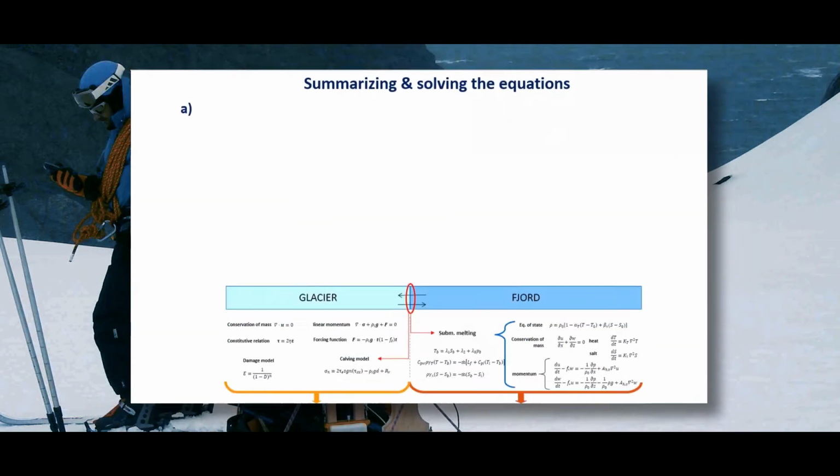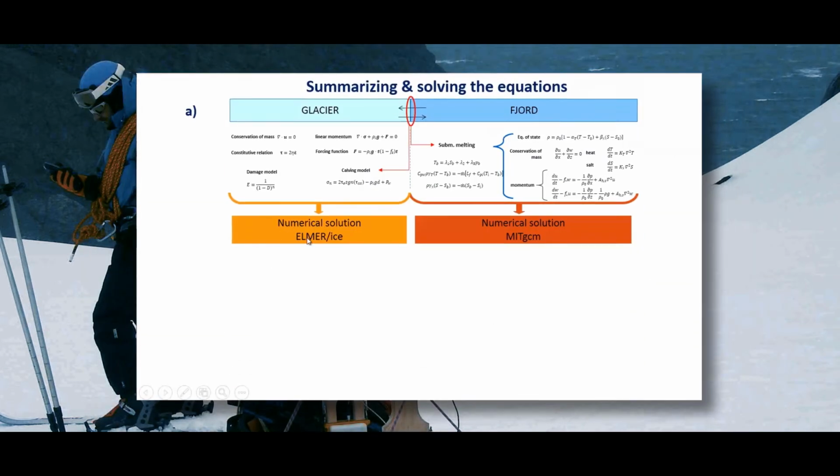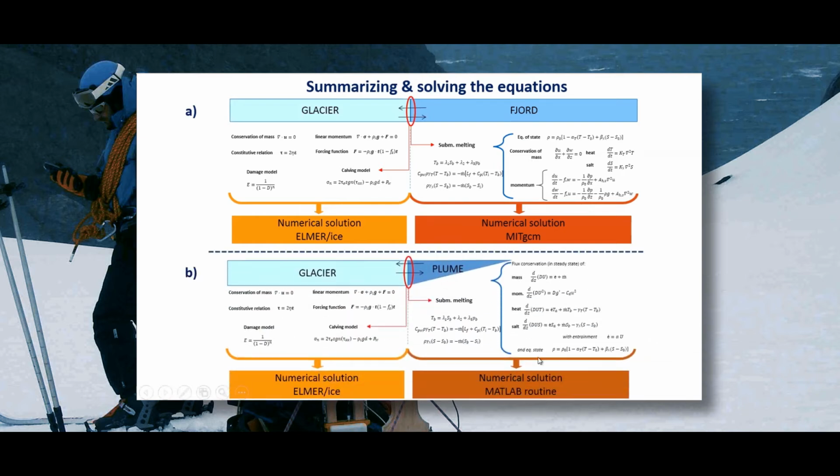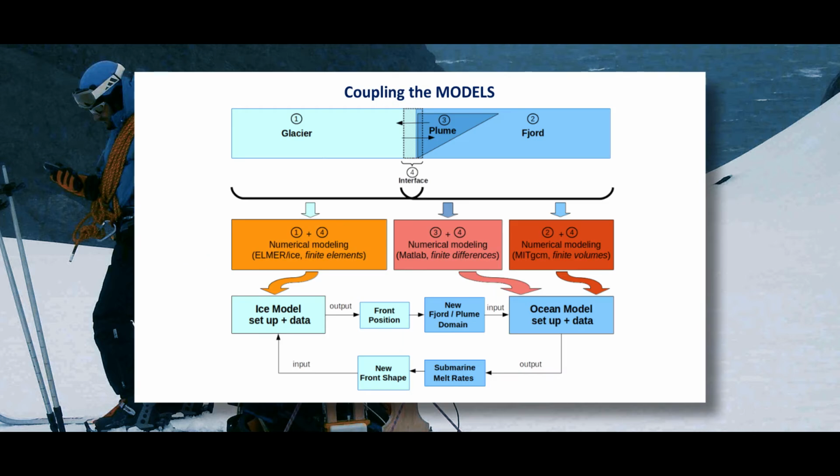For the glacier model, we use the software Elmer/Ice, which is based on the finite elements method. For the ocean components, the software MITgcm, which is built on the finite volume method, is used to solve the fjord circulation model, while a MATLAB routine is used to simulate the buoyant plume model.